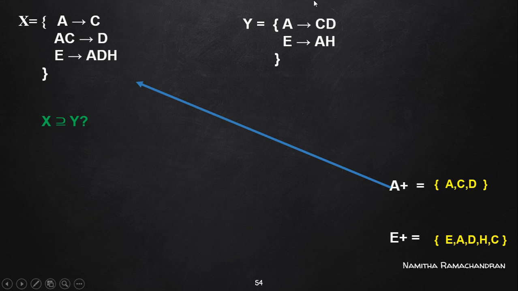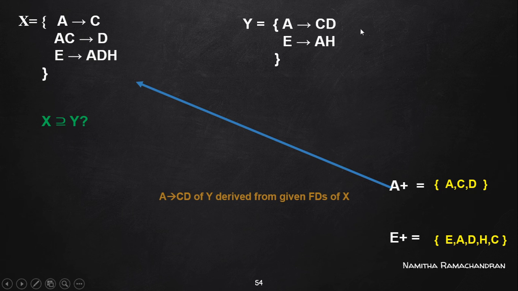Okay, whether this A implies CD can be derived with respect to the dependencies of our superset X. How to check? In order to validate that A implies CD can be derived with respect to the X dependencies, check whether C and D exist here in the closure of A. Exactly, C and D are present in the closure of A. That means A implies CD, this particular dependency of our subset Y, can be derived with respect to the dependencies listed here in X.